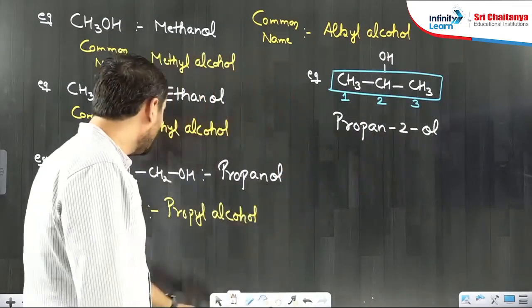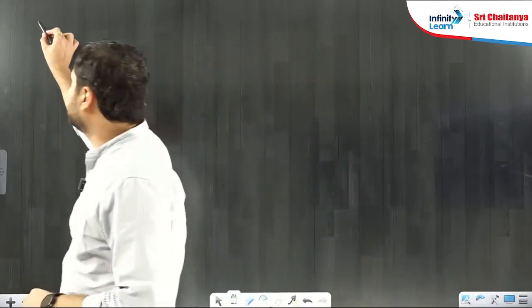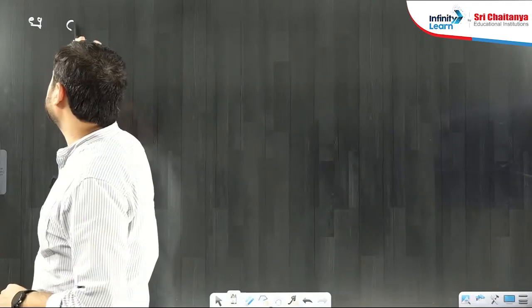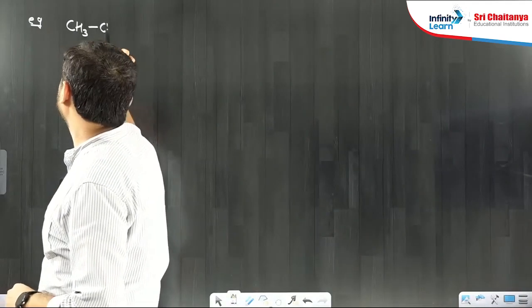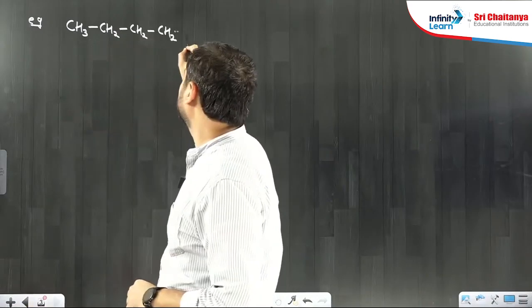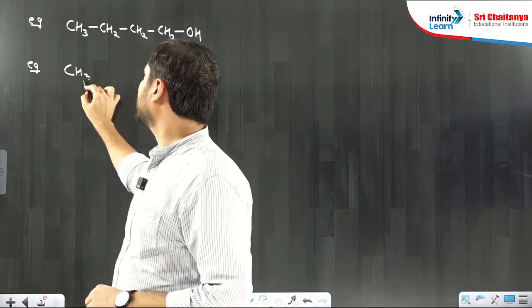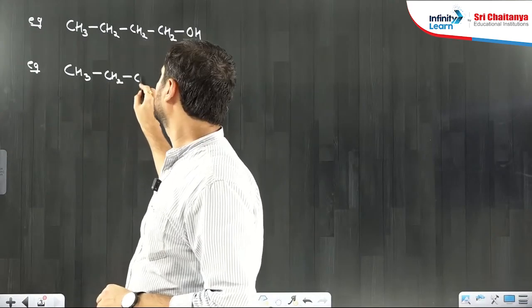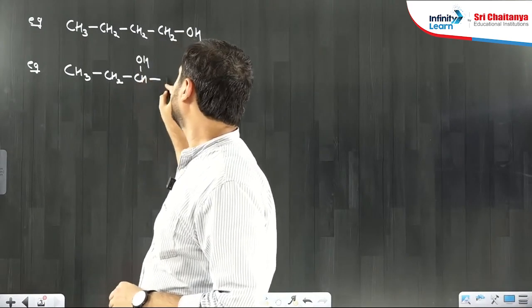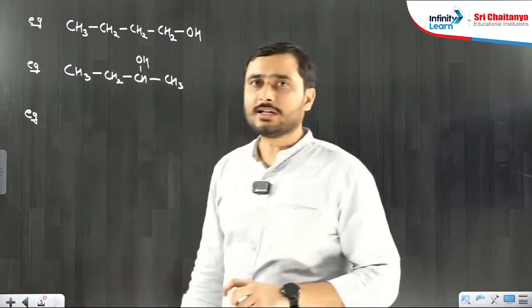Okay. Now move to the next question. Now I am writing 2 or 3 examples. You have to tell the name of all these compounds. Simple examples I am writing. CH3. Now 4 carbons I am taking. OH. Next is CH3, CH2, OH at third position. Now after that I will start writing substituents also.